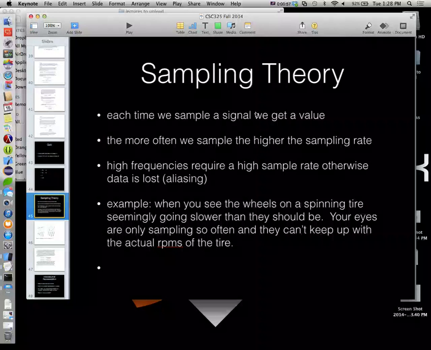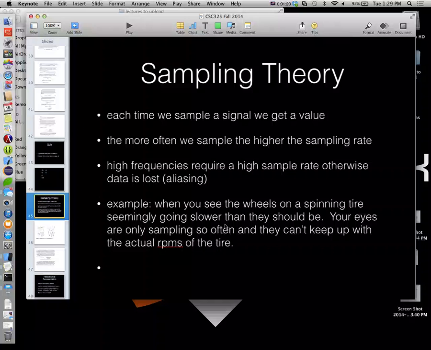So every time we sample a signal, we get a value. We get the last value that was put on there. The more often we sample, the higher the sampling rate. Higher frequencies require a high sample rate, otherwise data is lost, which is called aliasing. With aliasing, we'd have a whole bunch of duplicate values from the last value that was put onto the line.